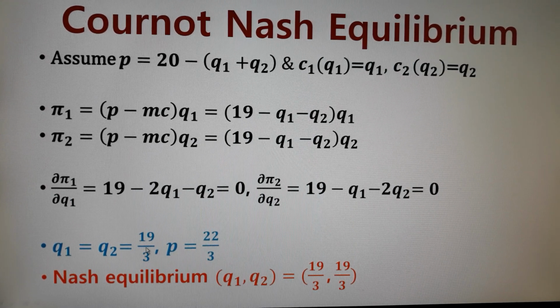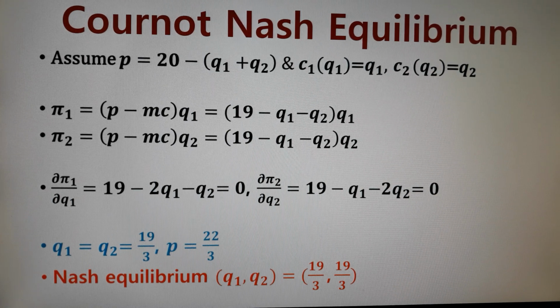Q1 and Q2 should both be equal to 19 over 3. When you have that, Q1 plus Q2 would be 38 over 3. So the P should be 20 minus 38 over 3, that is 22 over 3. So the Nash equilibrium, because the players are the two firms, the payoffs are pi 1, pi 2, and the strategies are Q1 and Q2. For the Nash equilibrium, you have to point out Q1 and Q2, which would be 19 over 3, 19 over 3.